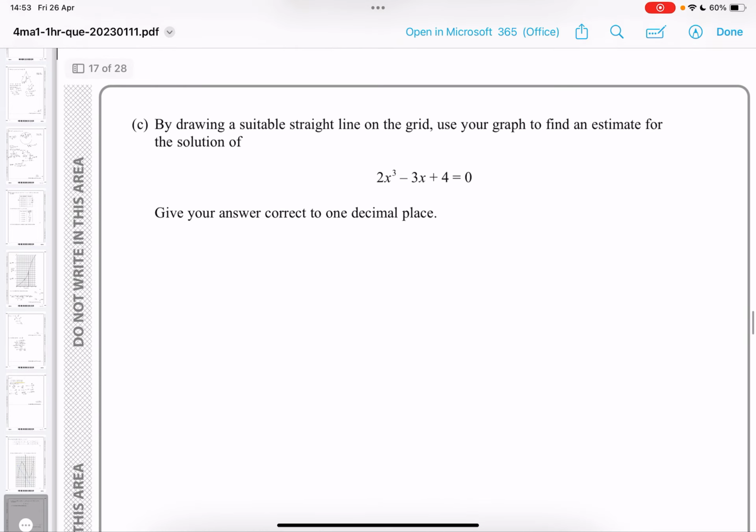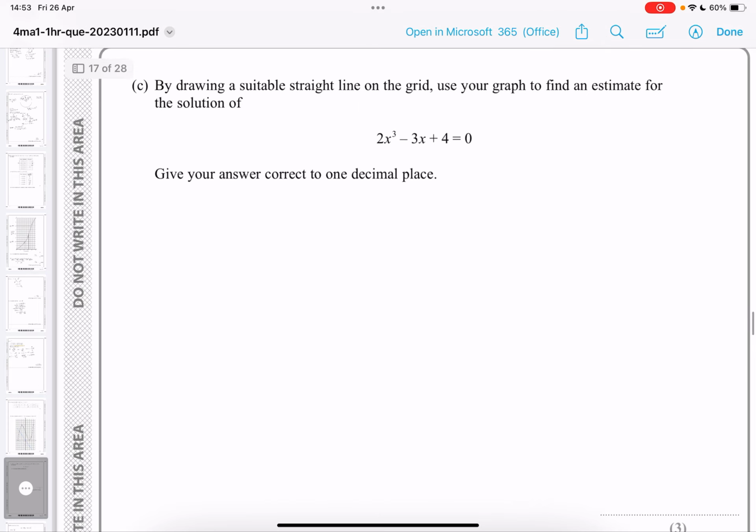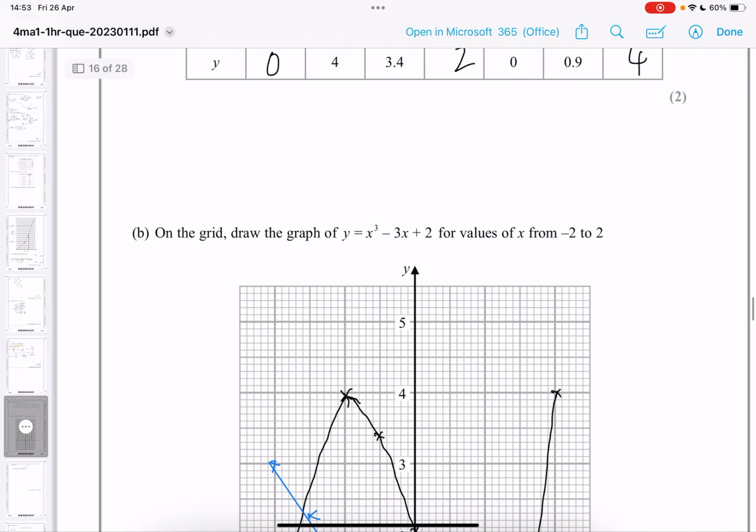Next. By drawing a suitable straight line on the grid, use your graph to find an estimate for the solution of 2x cubed minus 3x plus 4 equals 0. Give your answer correct to one decimal place. Okay, so let's write the equation that they've given us here. y equals x cubed minus 3x plus 2.